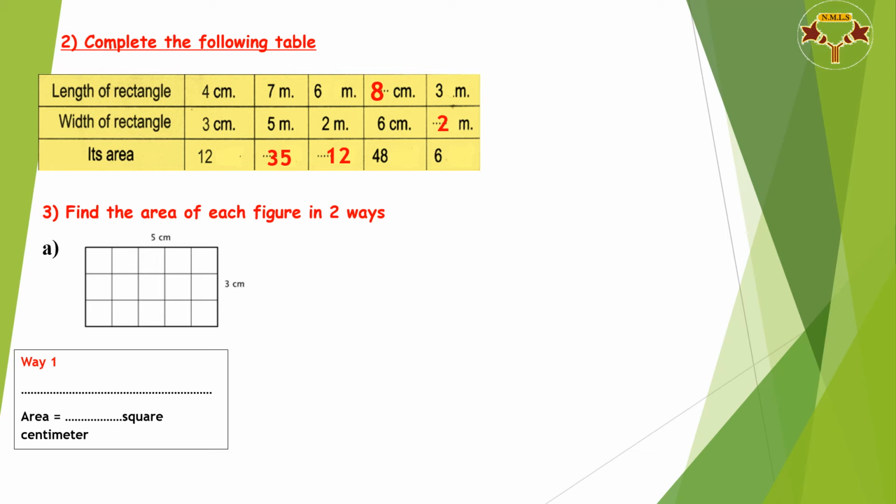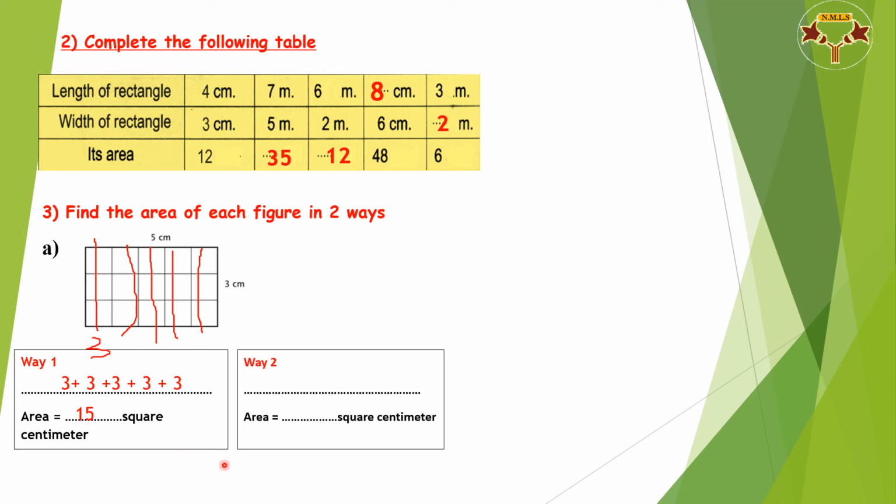By repeated addition, how many columns? 1, 2, 3, 4, 5. Here we have 5 columns, and each one has 3 squares. Then we can say 3 plus 3 plus 3 plus 3 plus 3. 3 plus 3 is 6, plus 3 is 9, plus 3 is 12, plus 3 is 15. Then the area will be 15. Here we get the area by repeated addition of columns.